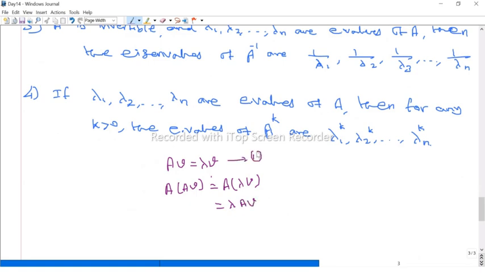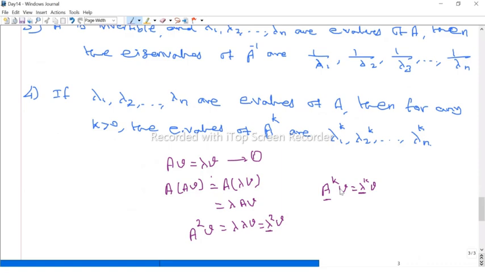Now maybe we call this equation number 1. Now we know that Av equals lambda v, therefore this is lambda, and Av is nothing but again lambda v. So lambda into lambda, lambda square v. And here A into Av is A square v. Therefore A square v is equal to lambda square v. Therefore, lambda square is an eigenvalue of A square. Similarly, in general, we can say A power k v equals lambda power k v. Therefore, lambda power k is an eigenvalue of A power k.